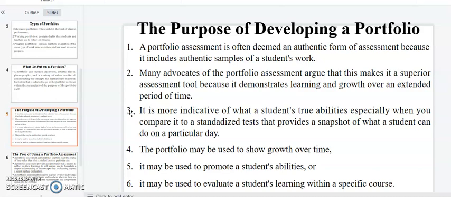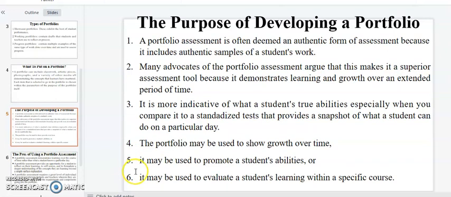It is more indicative of a student's true abilities, especially when you compare it to a standardized test that provides a snapshot of what a student can do on a particular day. The portfolio may be used to show growth over time. It may also be used to promote a student's abilities. And lastly, it may be used to evaluate a student's learning within a specific course.